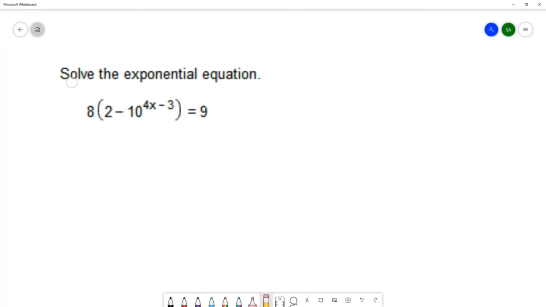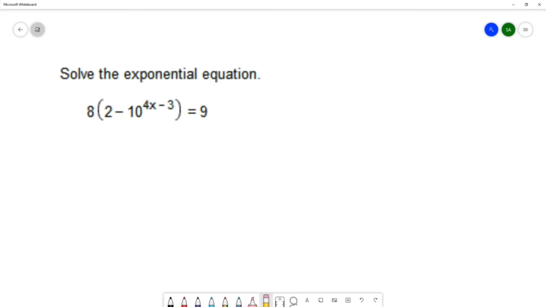For this question, we want to solve the exponential equation 8 times (2 minus 10^(4x minus 3)) equals 9. So the directions do say that this is an exponential equation, but we would know it's an exponential equation anyway because the variable is in the exponent.